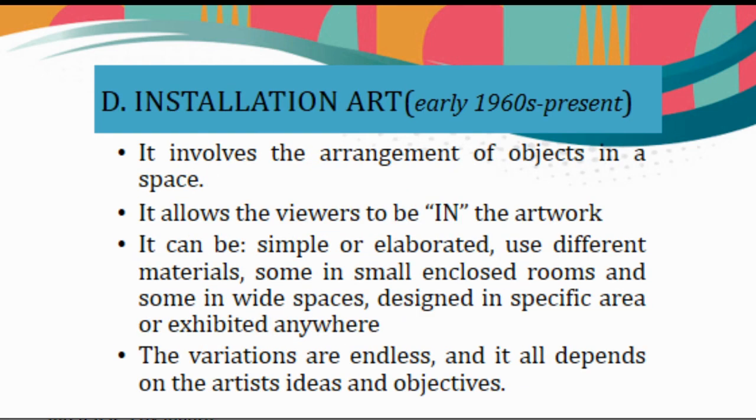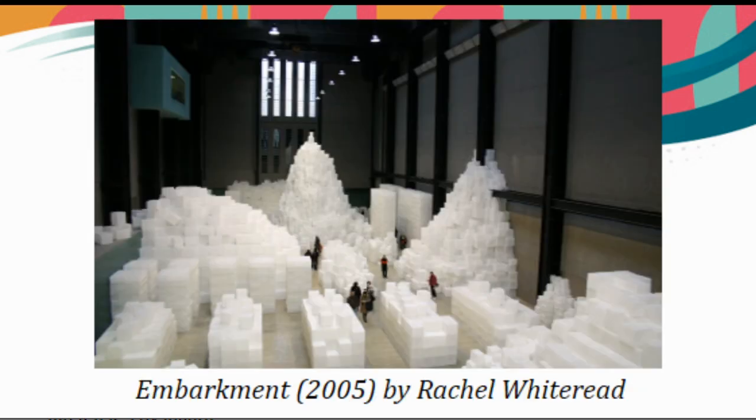Now let's move on with installation art in early 1960s up to present. It involves the arrangement of objects in a space. It allows the viewer to be in the artwork. It can be simple or elaborate, use different materials, some in small enclosed rooms and some in wide spaces, designed in a specific area or exhibited anywhere. The variations are endless, and it all depends on the artist's ideas and objectives. This is an example of installation art, Embankment 2005 by Rachel Whiteread.